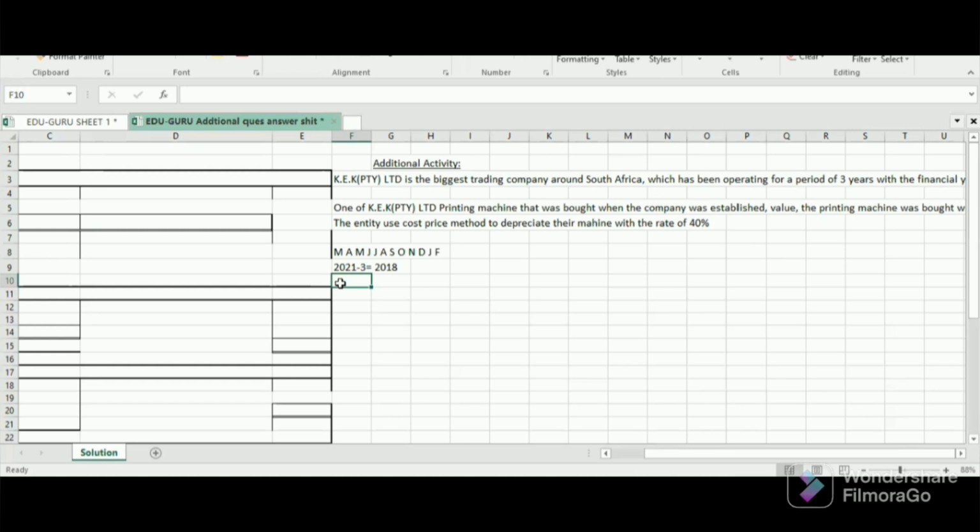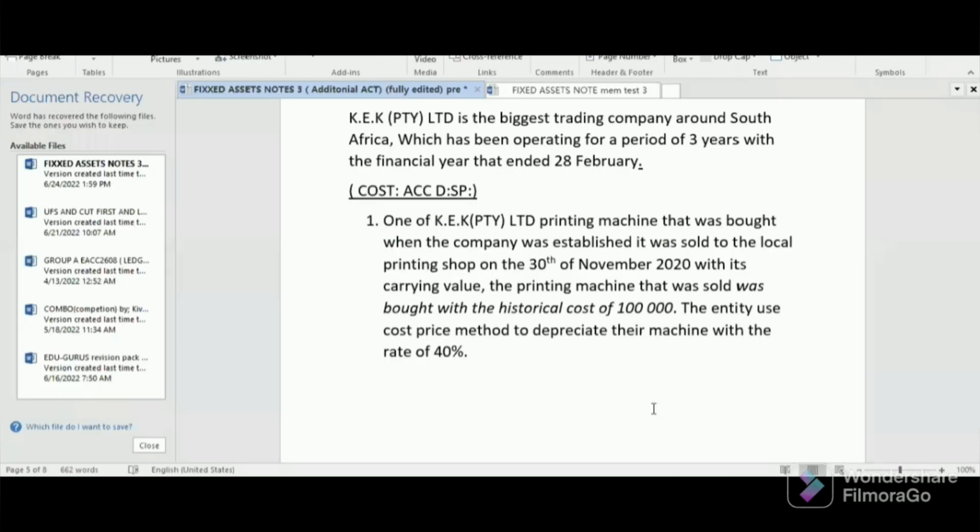The disposal. So a major thing that we're supposed to focus on is our cost. Then let us just hear from the information whether we have any information related to the cost of the sold vehicle, right? So if you continue with our information, it says the printing machine that was bought when the company was established was sold to the local printing shop on the 30th of November 2020 with its carrying value. Right? So we can all agree that our selling price is going to be the same as the carrying value because we sold it with what? With its original carrying value.